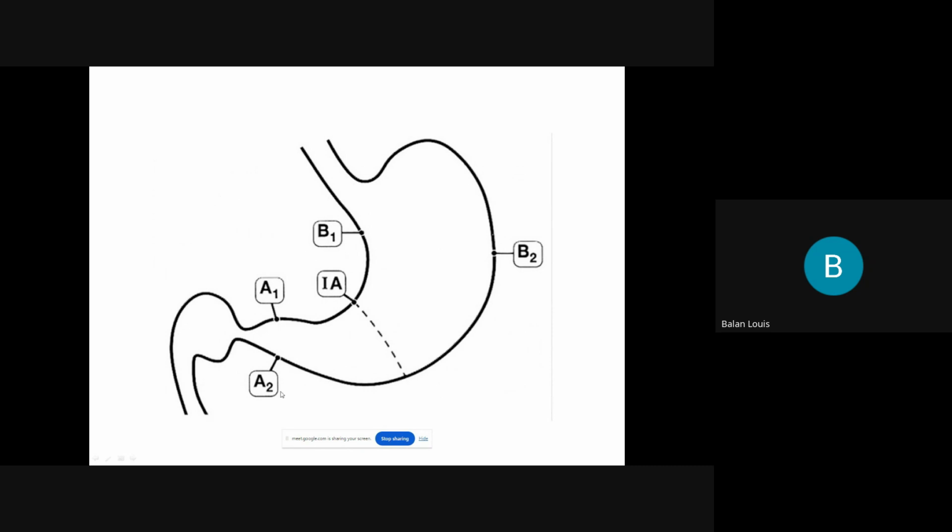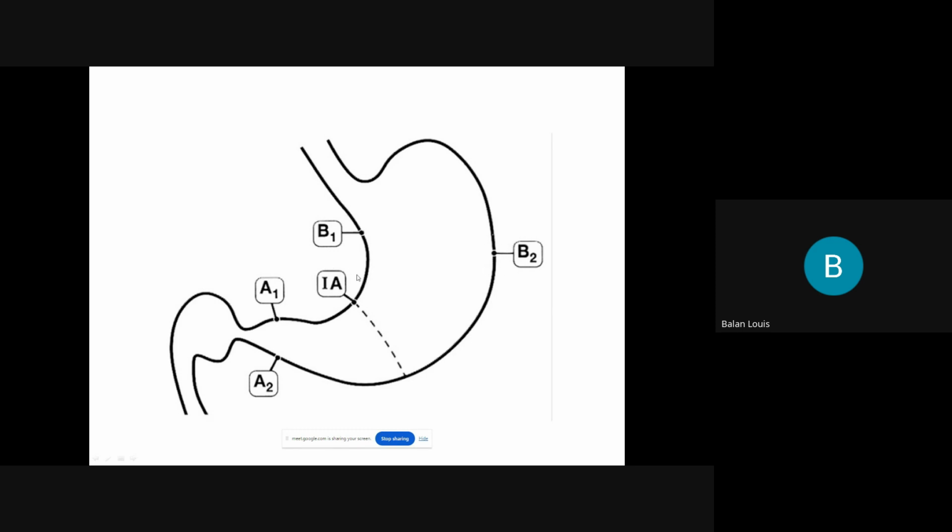So this is why the Sydney system asks us to take biopsies from at least 5 representative sites. The A1 and A2 represent antrum. A1 represents one biopsy from the lesser curvature of the antrum. A2 represents one biopsy from the greater curvature of the antrum. And IAA represents one biopsy from the incisura angularis. B1 represents one biopsy from the greater curvature of the stomach, and B2 represents one biopsy from the lesser curvature of the stomach.